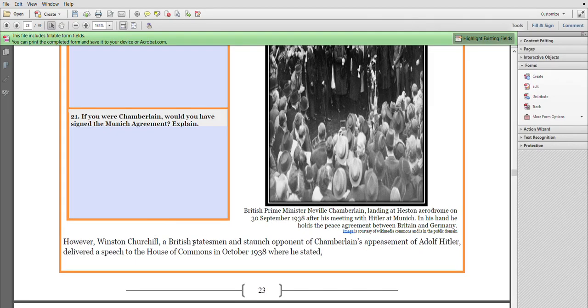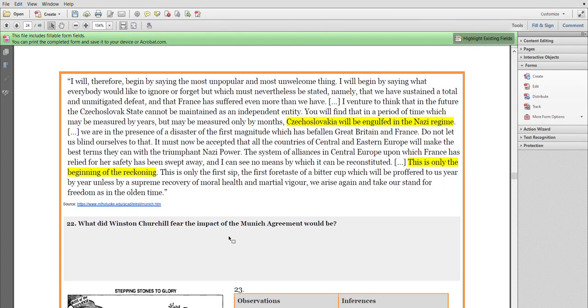However, Winston Churchill, a British statesman and staunch opponent of Chamberlain's appeasement of Adolf Hitler, delivered a speech to the House of Commons in October 1938, where he stated, "I will therefore begin by saying the most unpopular and most unwelcome thing. I will begin by saying what everybody would like to ignore or forget, but which must nevertheless be stated, namely, that we have sustained a total and unmitigated defeat, and that France has suffered even more than we have. I venture to think that in the future the Czechoslovakian state cannot be maintained as an independent entity.